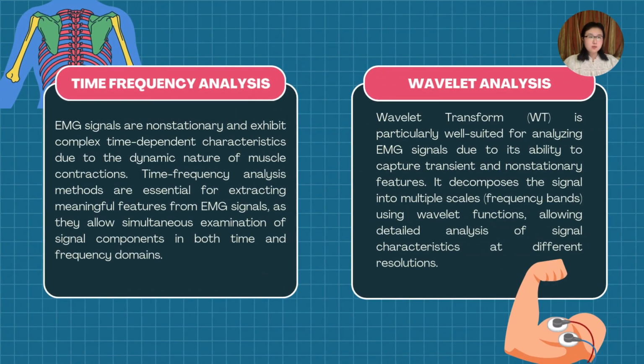Wavelet transform is used for analyzing EMG signals due to its ability to capture transient and non-stationary features. It decomposes the signals into multiple scales, or frequency bands, using wavelet functions, allowing detailed analysis of signal characteristics at different resolutions. Time frequency analysis.